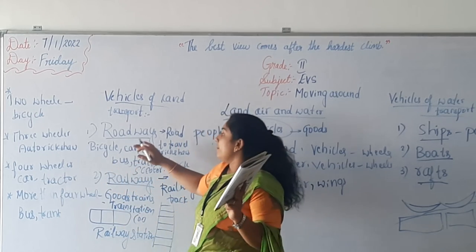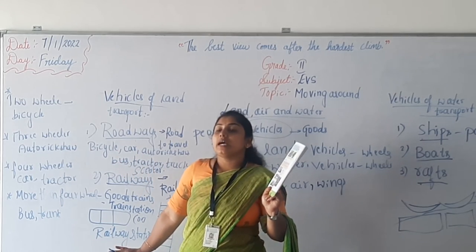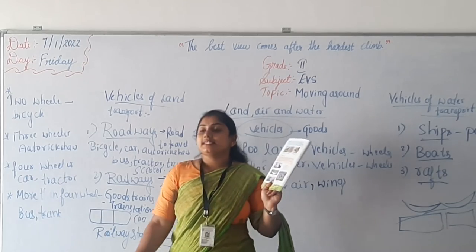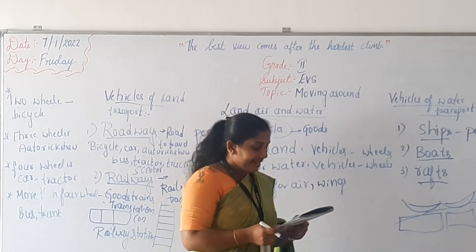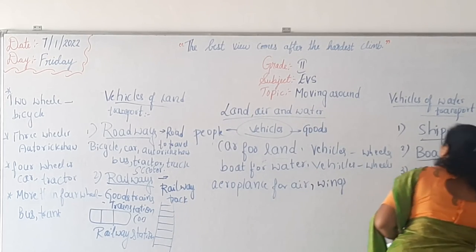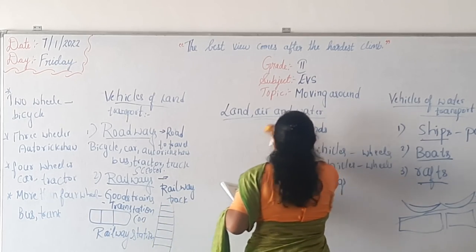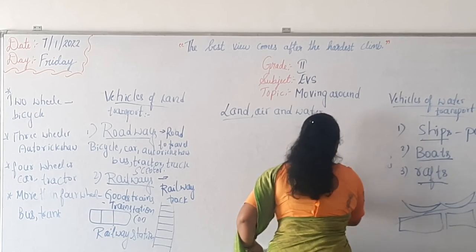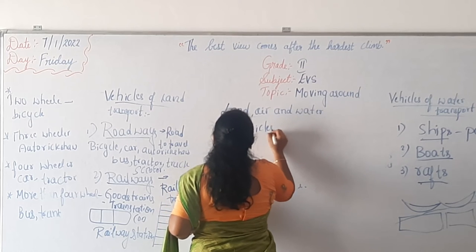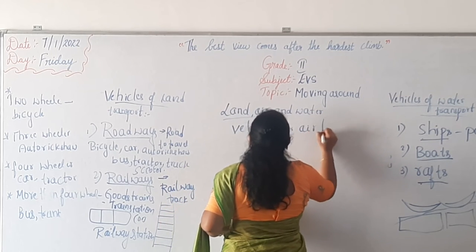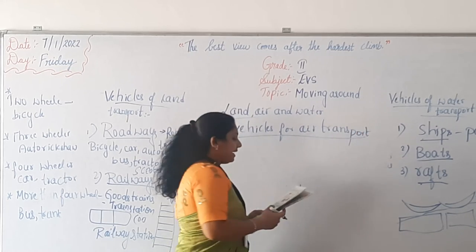Okay? The bus station will come in roadways. The railway station will come in what? Railways. Understood? Vehicles for air transport. Let's learn about the vehicles for air transport.